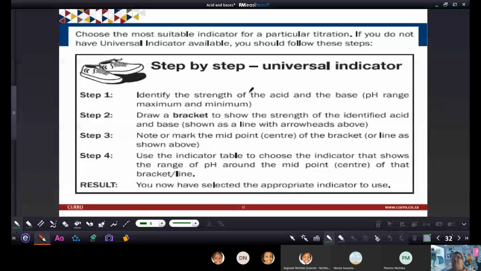Do we need to use a weak acid on a strong base? Then we have to use phenolphthalein. Okay, so that is how we will work it out, and we will then indicate what is our indicator we used. Okay, so here we have an example.